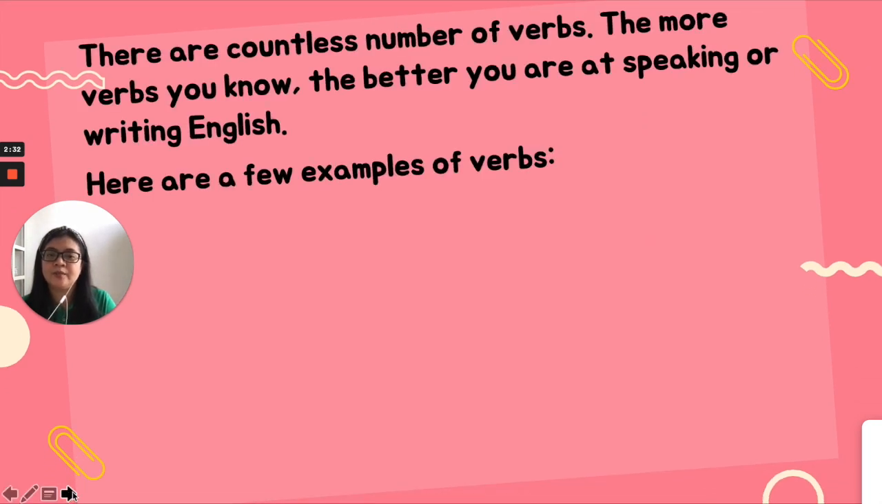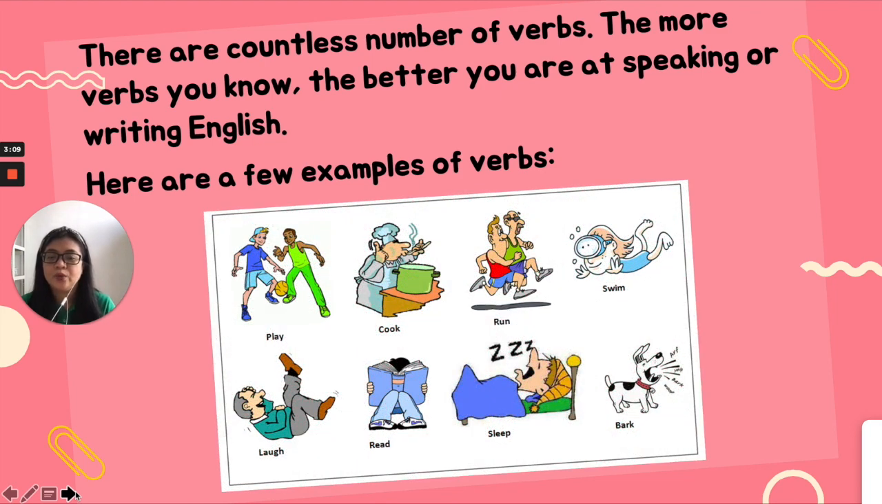So there are countless verbs. The more verbs you know, the better you are at speaking or writing English. Because like I said a while ago, verbs are a helpful way to describe situations and things. They give people a better idea of what you are saying and describing. So basically, when we talk about almost anything, we usually use verbs. Here are some examples of verbs. We have the words play, cook, run, swim, laugh, read, sleep, and bark. All of these words are verbs.